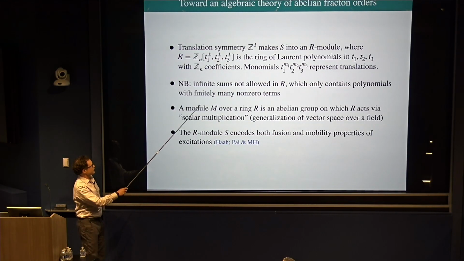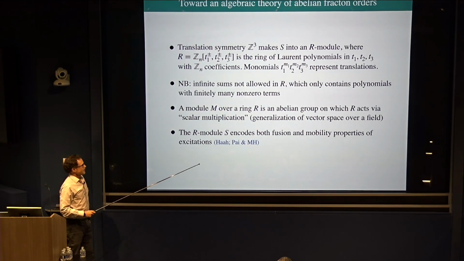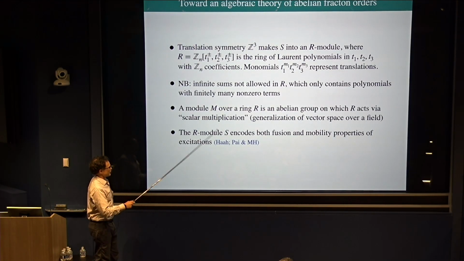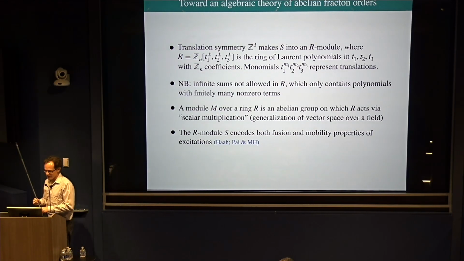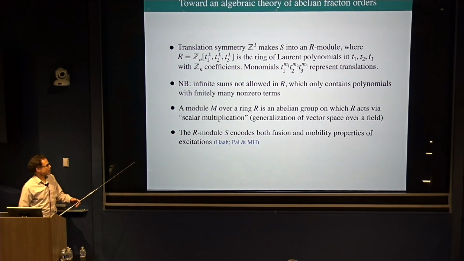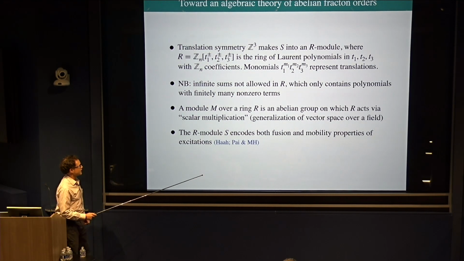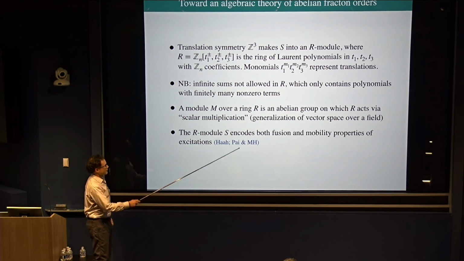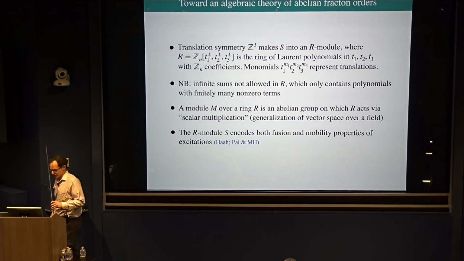And just a reminder, in case it's not familiar to you, what's a module over a ring? It's just an abelian group on which the ring acts via scalar multiplication. It's just a generalization of a vector space over a field. Physically, it's just that translation is acting on S. Okay, and this R module S has been known for quite a while, even going back to work of Haah in 2012. This R module S encodes both fusion and mobility properties of excitations.